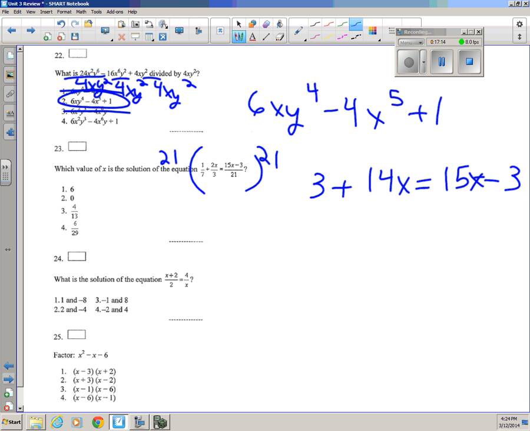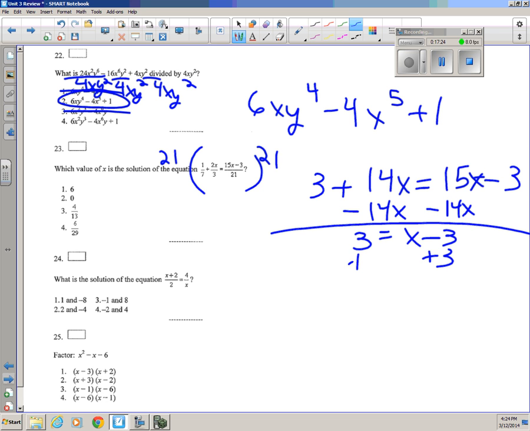Here I've got a linear problem. There's no exponent of x squared. I'm going to subtract 14x from both sides, and I'm going to get 3 equal to x minus 3. Add 3 to both sides, and I'm going to get 6 equal to x, and that would be choice 1.